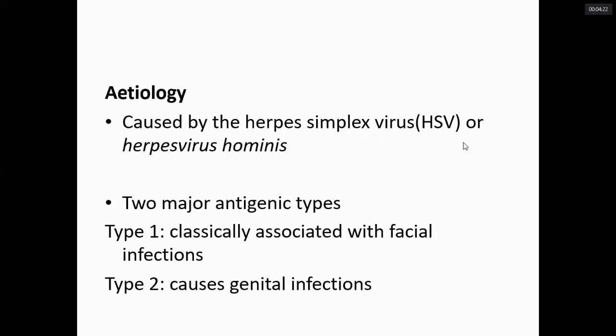First of all, we are going to discuss herpes simplex infection. Herpes simplex infections are caused by the herpes simplex virus, also called herpes virus hominis. Herpes simplex virus is of two types, type 1 and type 2. Type 1 is classically associated with facial infections and type 2 mainly with genital infections.